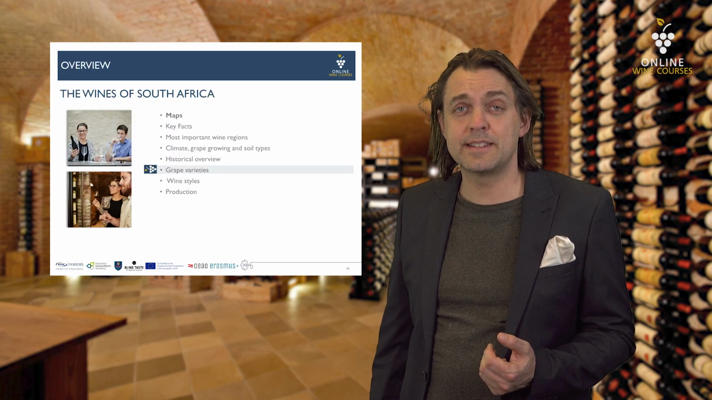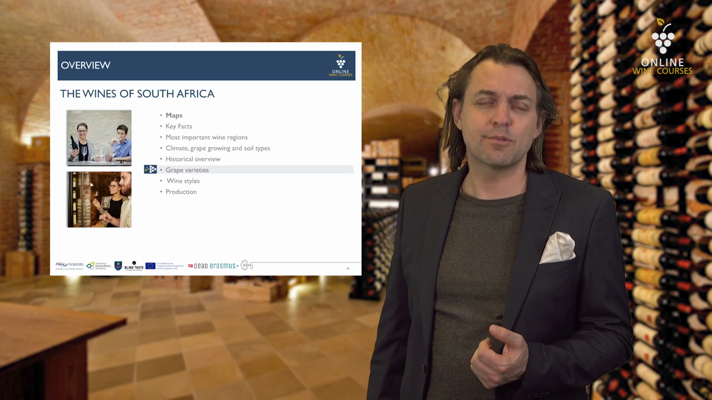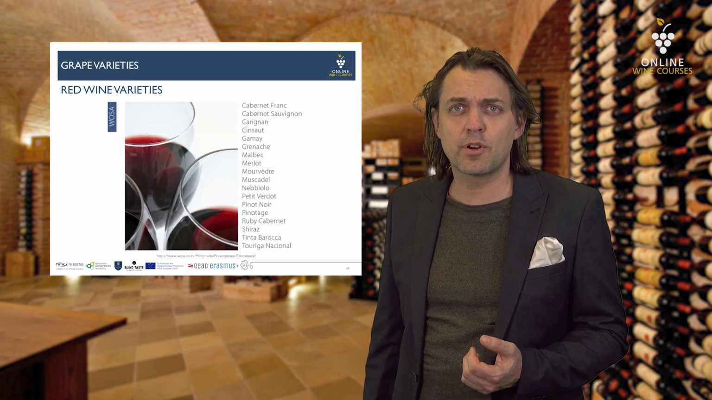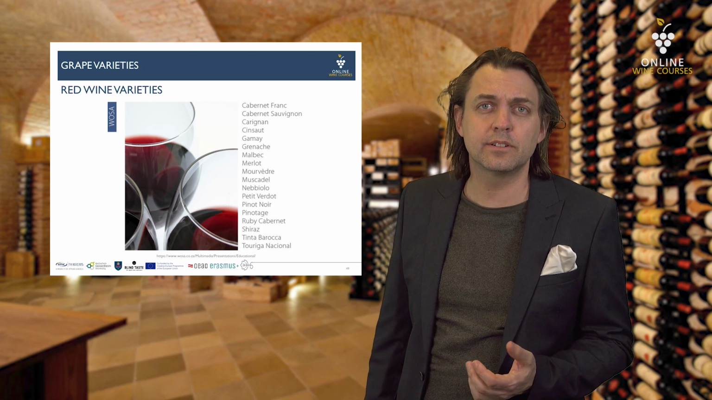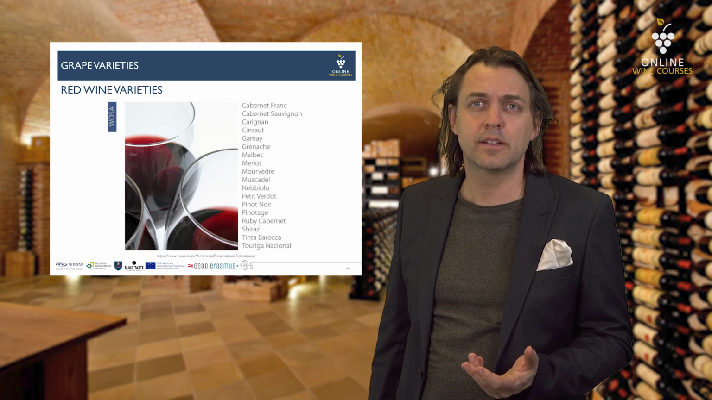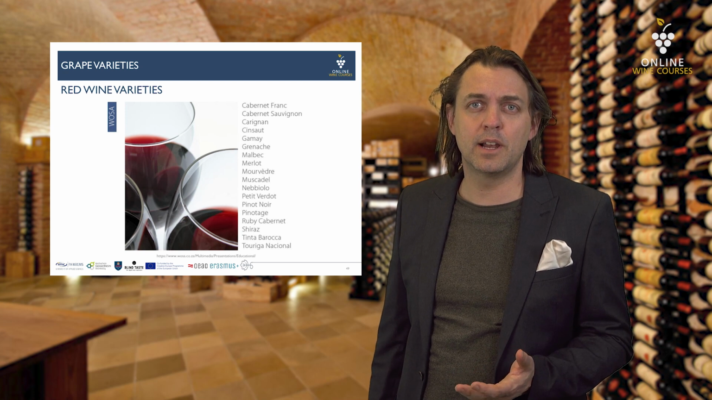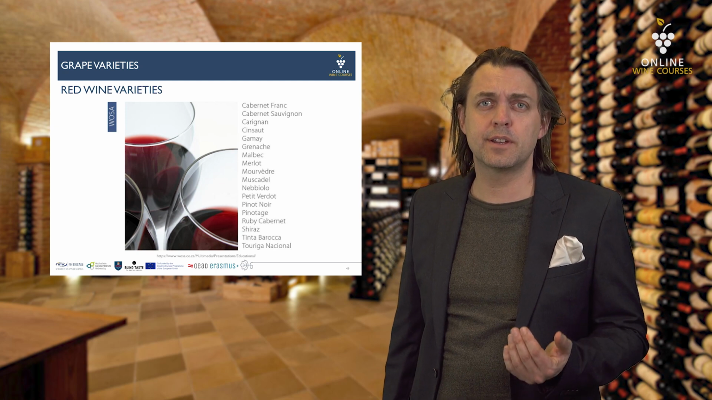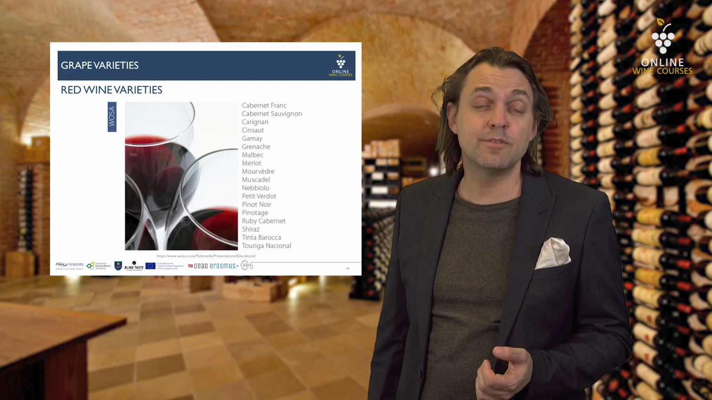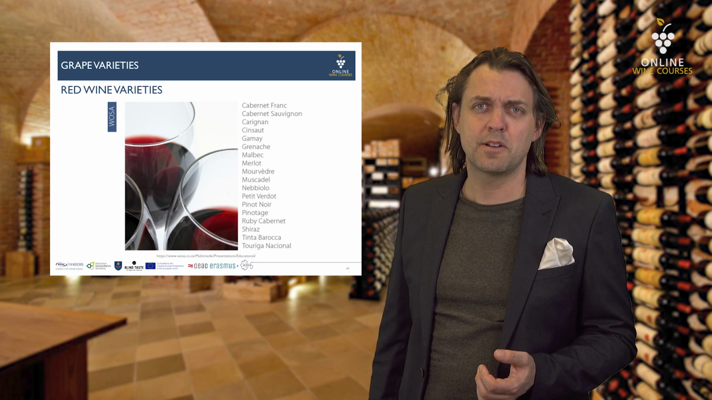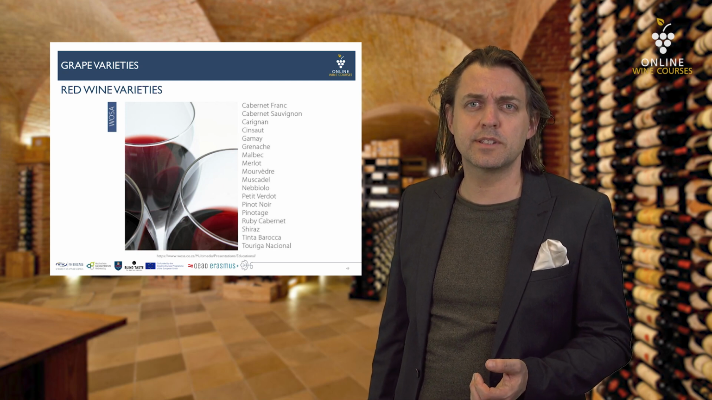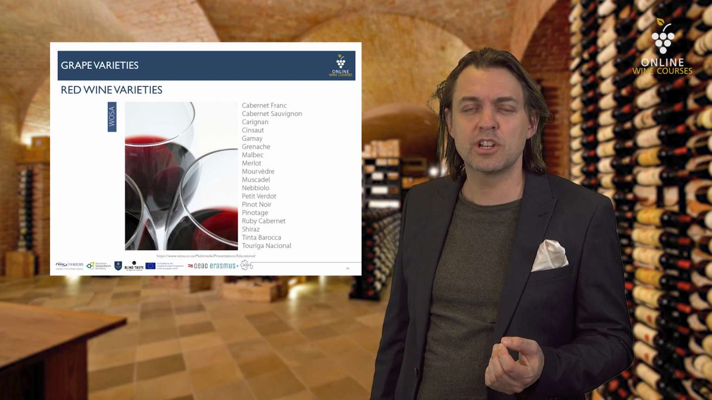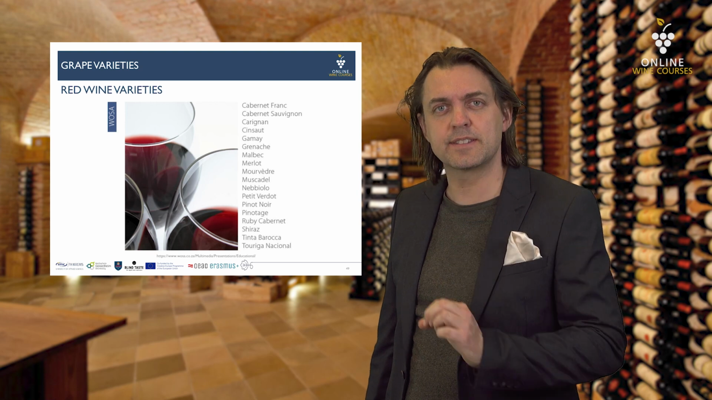Here we have some key facts now, specifically the grape varieties. A lot of these grape varieties will seem very familiar to you. Cabernet Franc, Cabernet Sauvignon, Carignan, Cinsault, Gamay, Grenache, Malbec, Merlot, Mourvèdre, Muscatel, and French varieties you might know, Nebbiolo, Petit Verdot. Petit Verdot is also really coming on. Some really nice single variety Petit Verdots coming out of certainly Walker Bay. Pinot Noir, Pinotage.